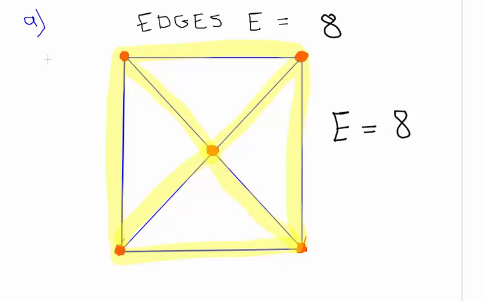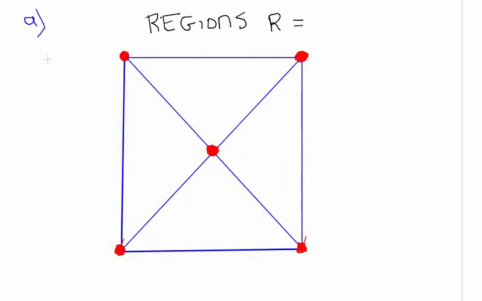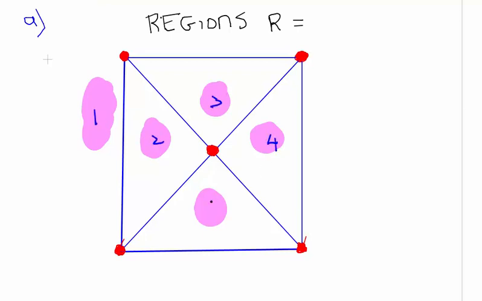The next thing we have to do is calculate the number of regions. First off, we have the outer region, outside the perimeter. Then we have this region here, this region here, this region here, and this region here. So we have 1, 2, 3, 4, 5 regions. So in this case, R is equal to 5.